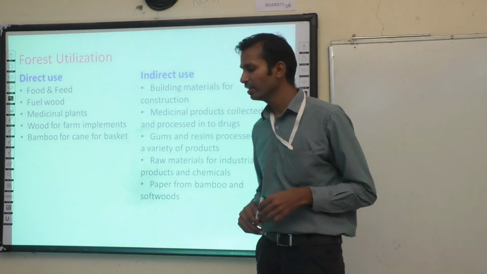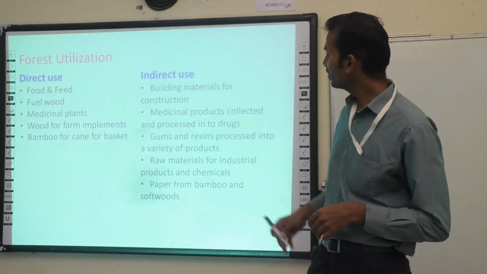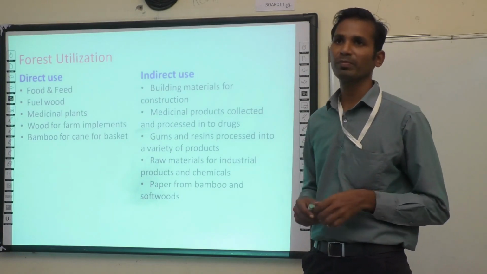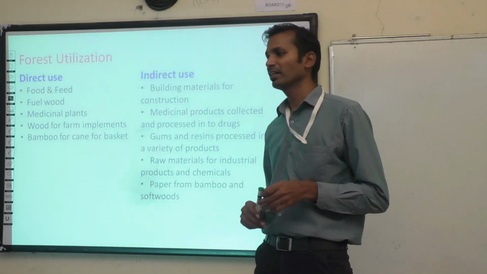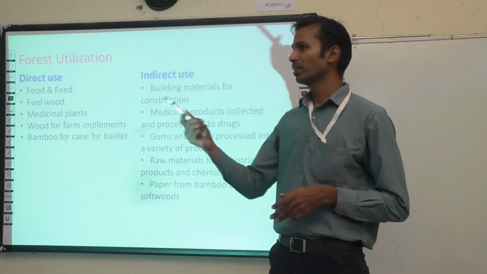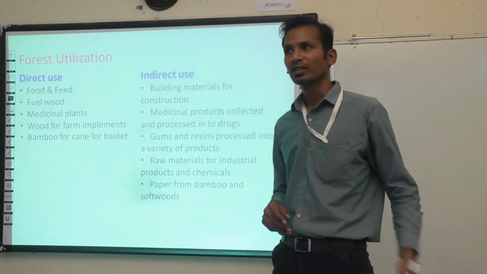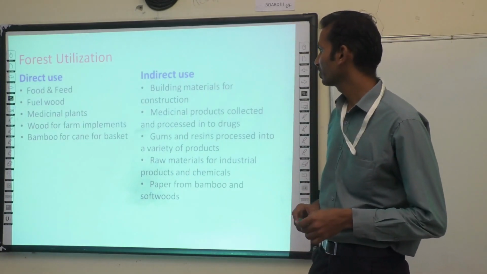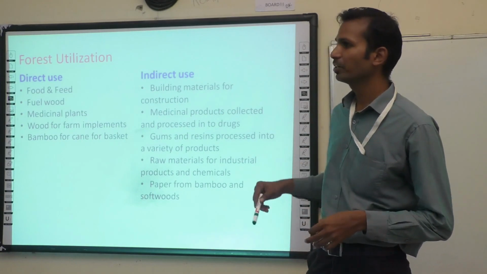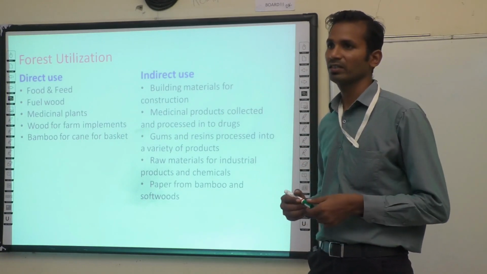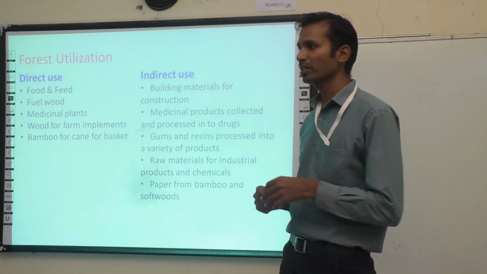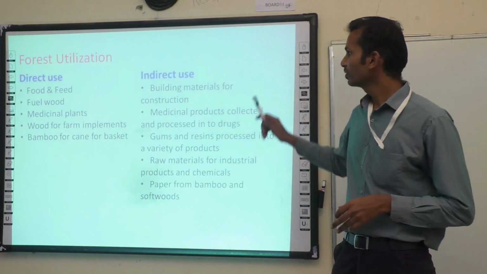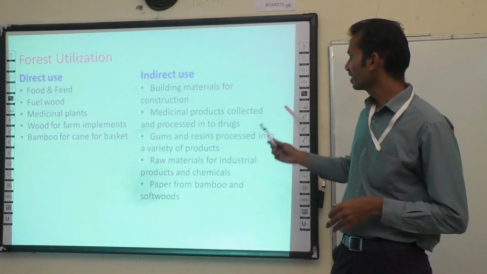Whereas if you see the indirect uses, wood can be used as a building material for construction, like tables, wooden chairs, windows, and doors. Everything is made up of wood coming from the forest. So these are the indirect uses, where we are not taking it directly, but our surroundings have these kinds of materials for our comfort.